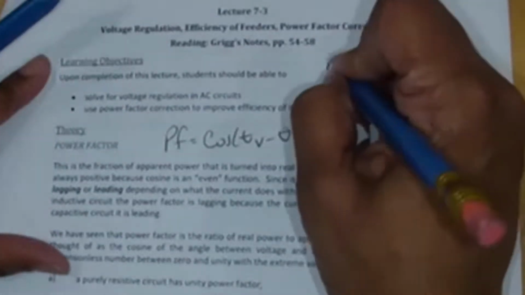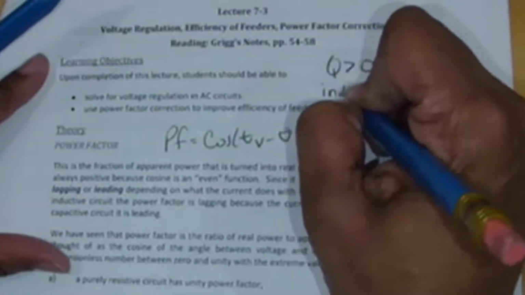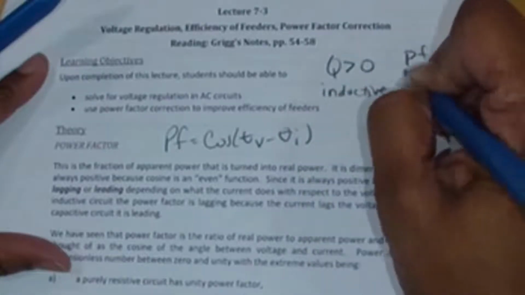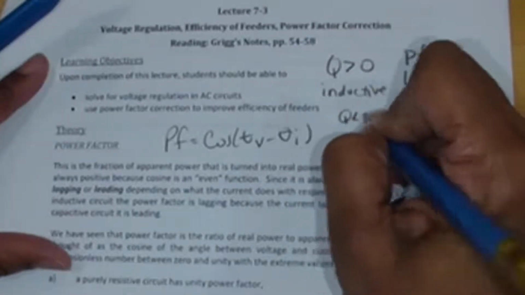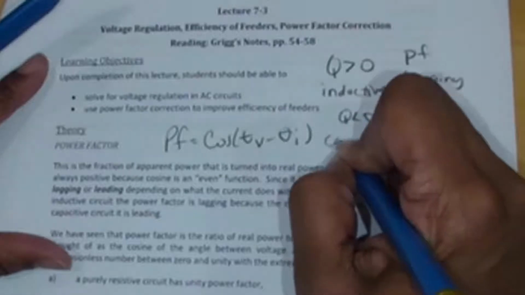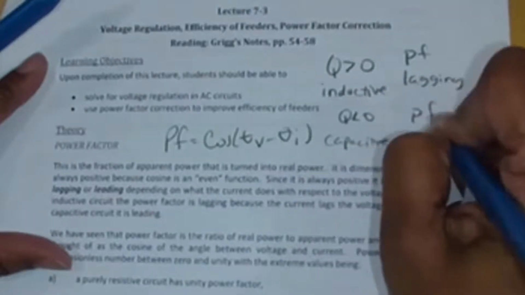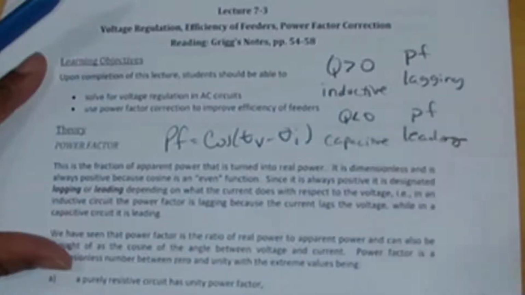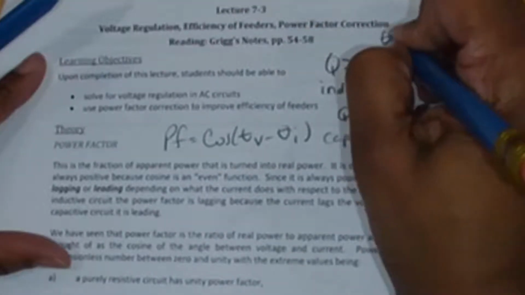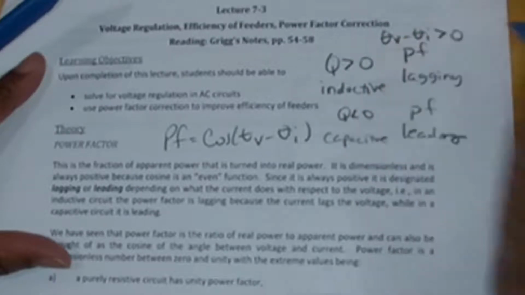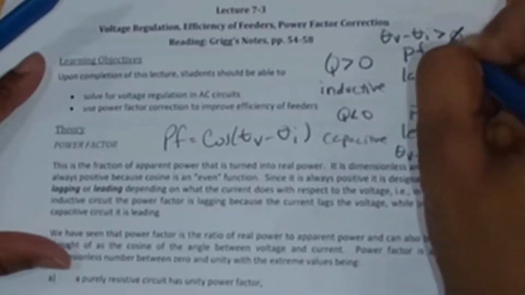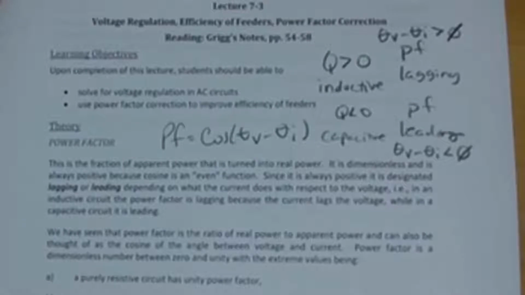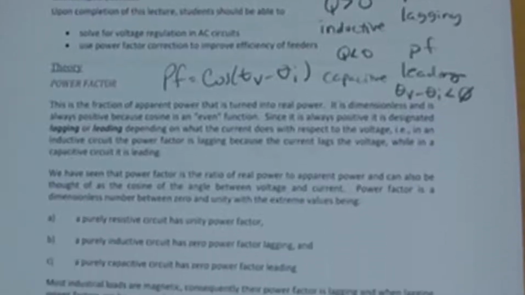So just remember, Q greater than 0, inductive, means the power factor is lagging. Q less than 0, capacitive, means the power factor is leading. And this also means that theta V minus theta I is greater than 0. And this one means theta V minus theta I is less than 0. So that's what that first paragraph says.